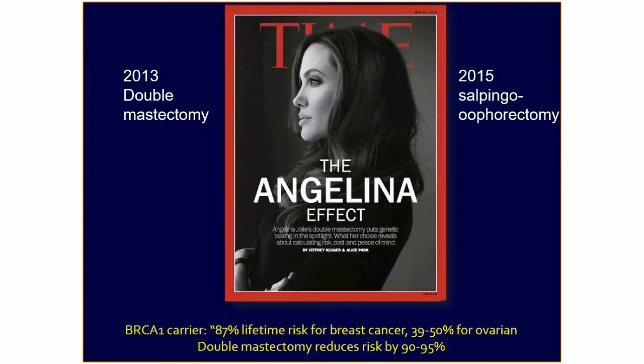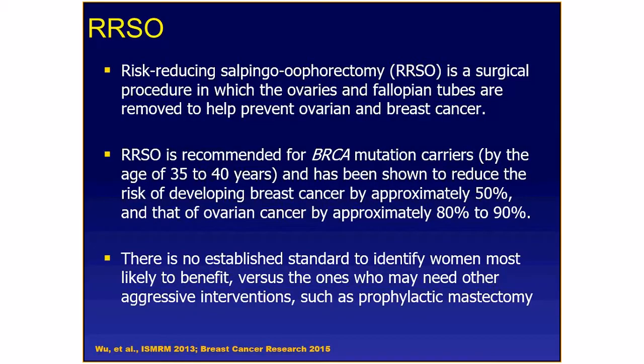Actually, there's research on that, like the Angelina Jolie effect on the general population, when they have similar situations, whether they want to do the surgery. It actually did have an effect. The risk reducing salpingo-oophorectomy is basically surgery to remove the ovaries and fallopian tubes. This can reduce your risk for breast cancer and ovarian cancer, but there's no established standard to identify which women will benefit from it.